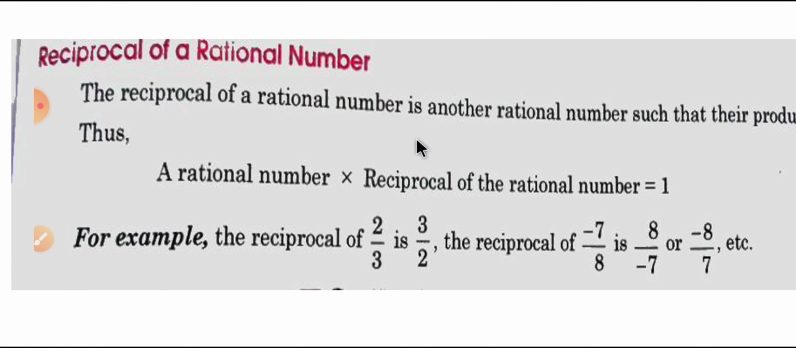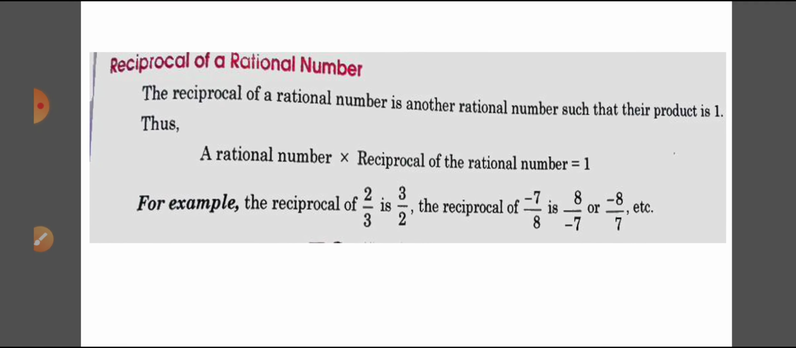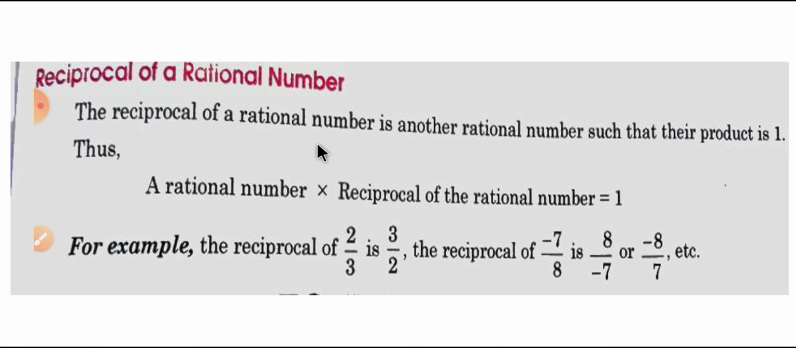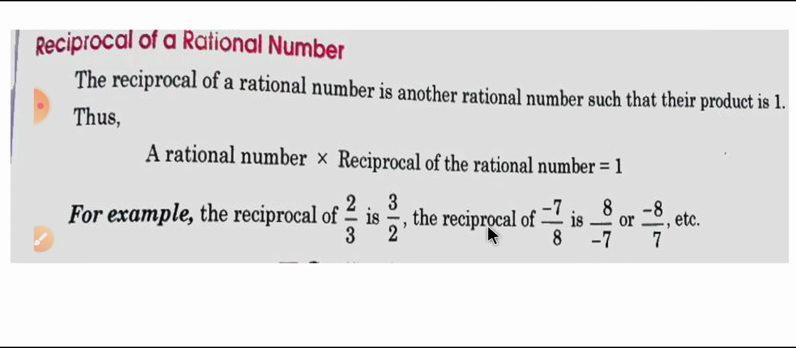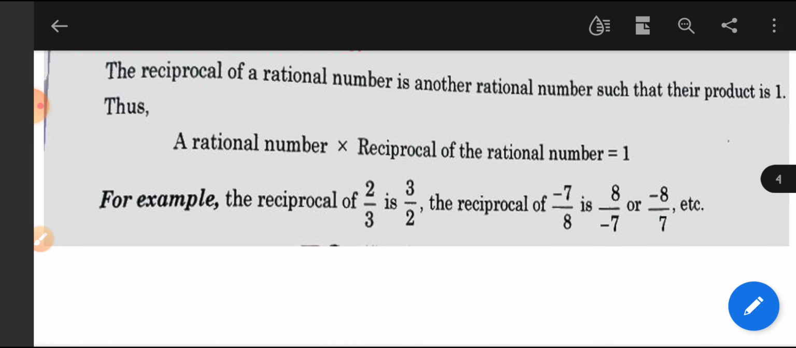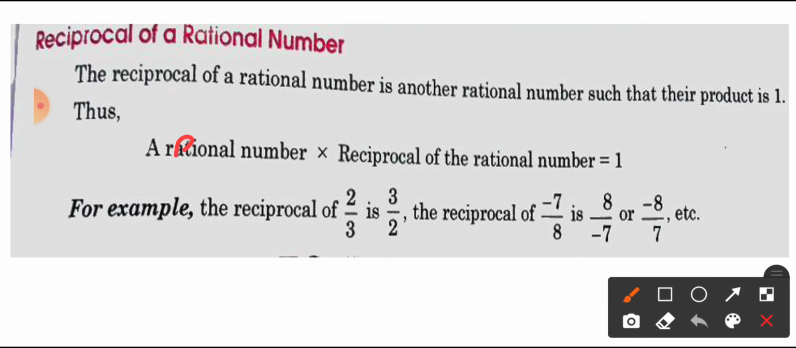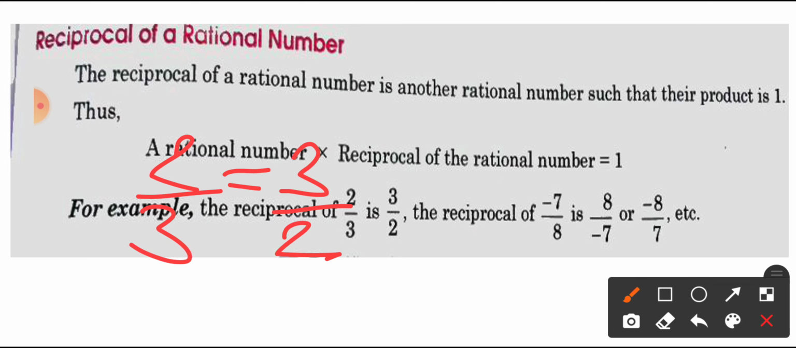Now reciprocal. What do we mean by the reciprocal of a rational number? The reciprocal of a rational number is another rational number such that their product is 1. Product means multiplication. The rational number multiplied by its reciprocal is equal to 1. Let us see by one example. Reciprocal, it is given 2 by 3, 2 upon 3. So its reciprocal will be 3 upon 2. It means you have to interchange the numerator and denominator.